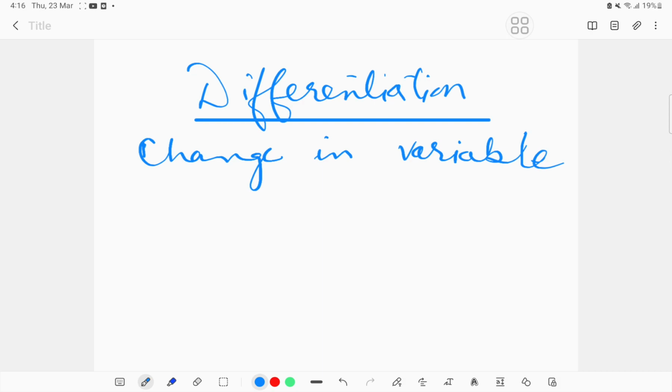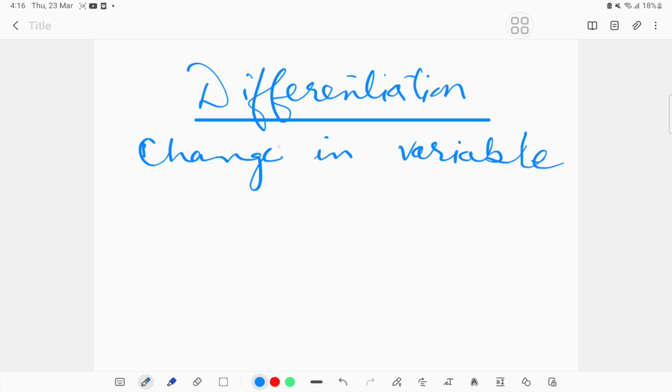So in this we make a very small change in the independent variable. It is mathematical and belongs to pure science. And normally to find out the exact reason we use the process of differentiation.